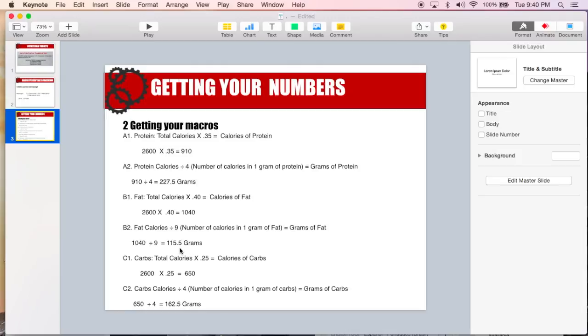Now let's do the same thing for carbs. Again, 2,600. I multiply that by 0.25. I need 25% total calories for carbs as an endomorph. That gave me 650 carb calories. Now in order to figure out my grams, I divided 650 by 4, because again there's 4 calories in a gram of carbs. That led me to 162.5 grams of carbs. So these are my macronutrient ratios right here. These are the grams I need to hit per day.